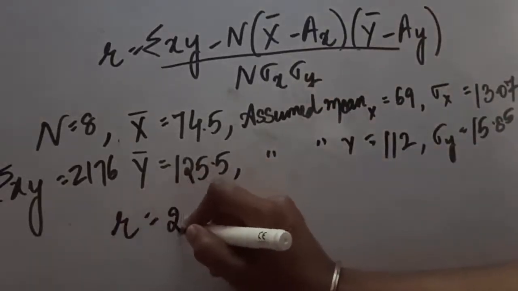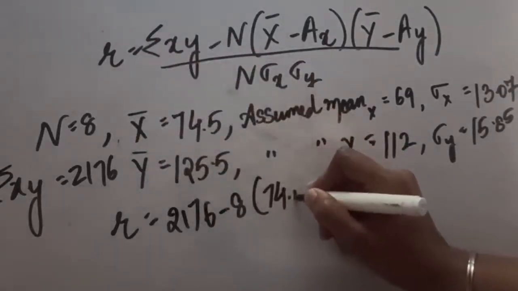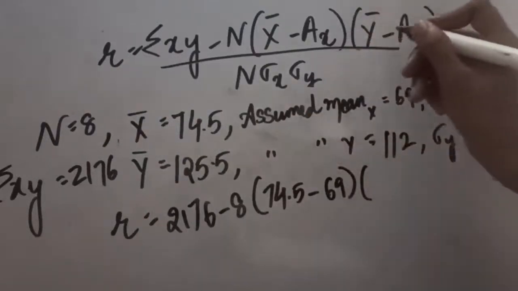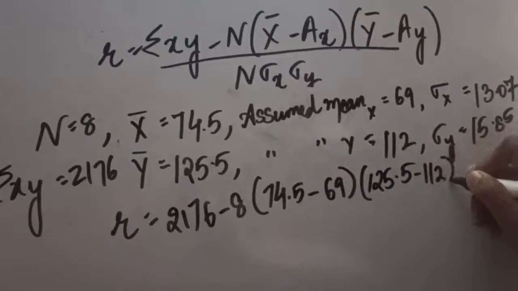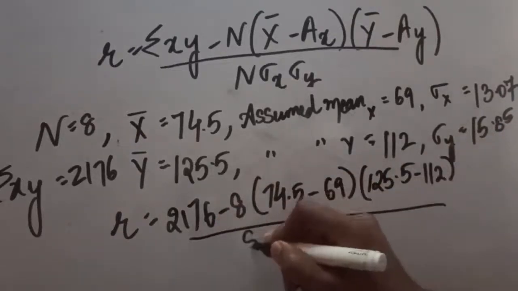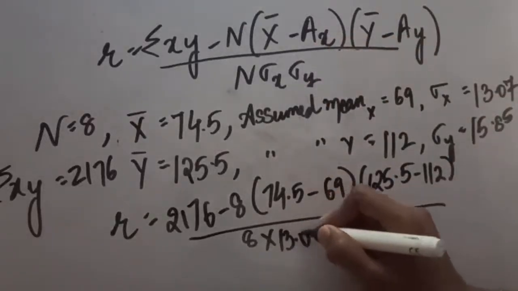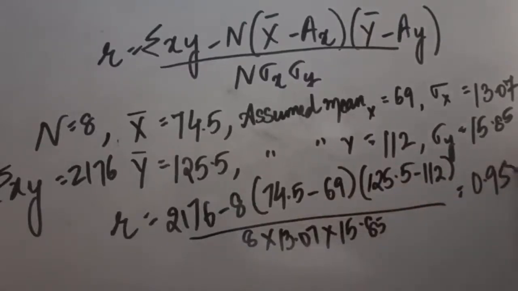Sigma xy is 2176, minus n, which is 8, times the actual mean 74.5, minus the assumed mean for the x series, which is 69. The actual mean for the y series is 125.5, while the assumed mean is 112. The whole is divided by n, which is the same 8, and the standard deviations have also been given: 13.07 and 15.85. So here you can solve it and get the answer, and it shows that there is not a perfect, but a very high degree of positive correlation.